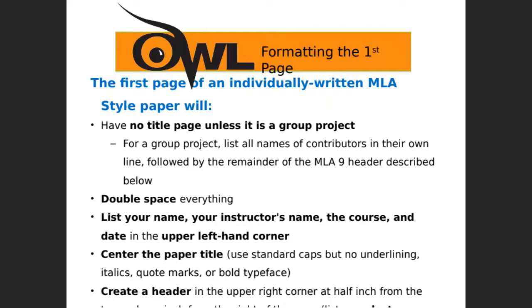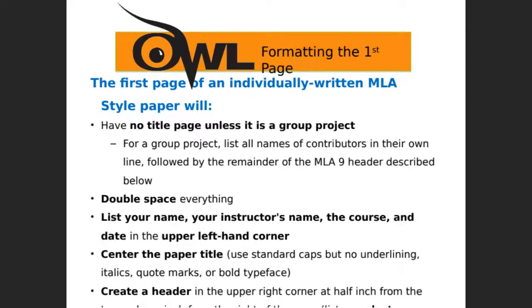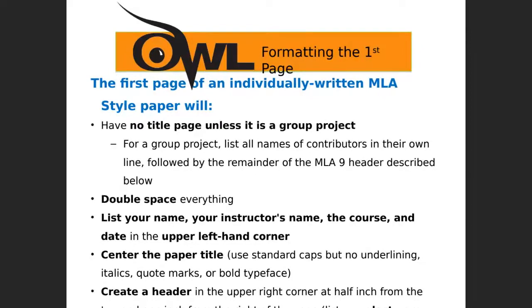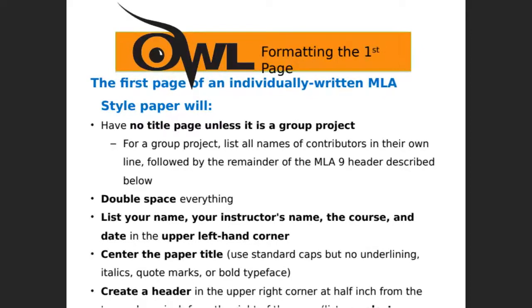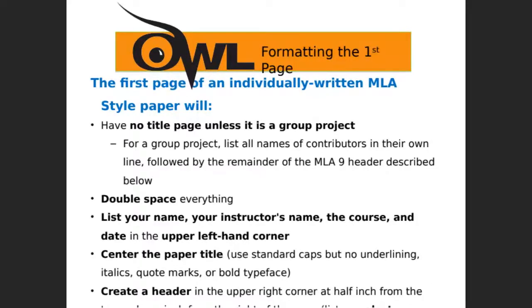So everything's going to be double spaced. You're going to list your name, your instructor's name, the course, and date, and this is all going to be in the upper left-hand corner. Then, after you do that, you're going to center the paper title in the middle, okay? Use standard caps, no underlining, italics, quote marks, or boldface. Nothing like that is required.